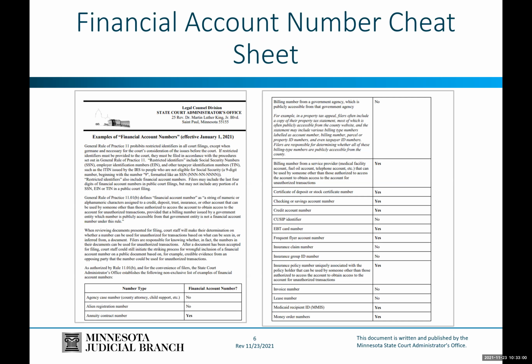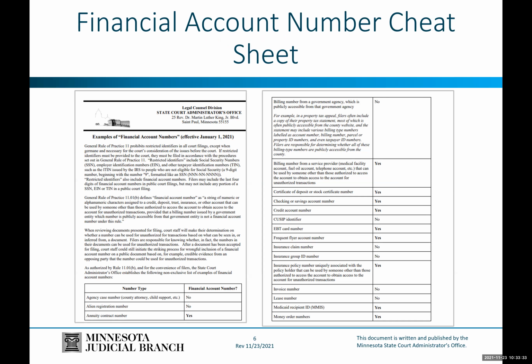Here is the financial number cheat sheet, also available on the public website. General Rules of Practice 11 prohibits restricted identifiers in all court filings. Restricted identifiers are Social Security numbers, employee identification numbers, and other taxpayer identification numbers. Restricted identifiers also include financial account numbers, and filers may only use the last 4 digits of financial account numbers in a publicly accessible court document.